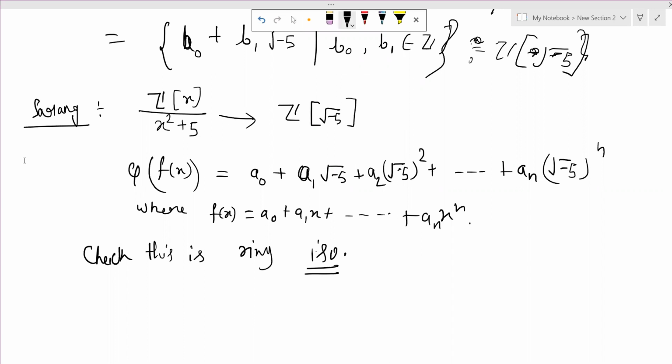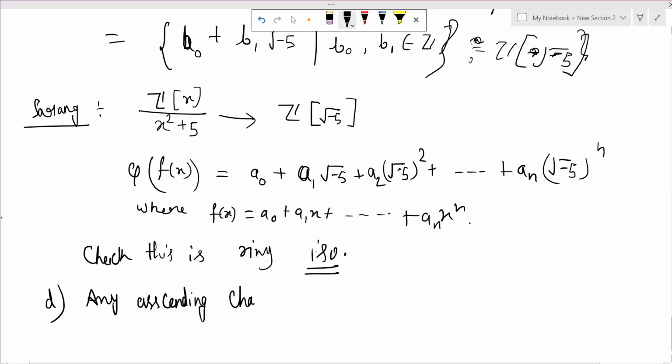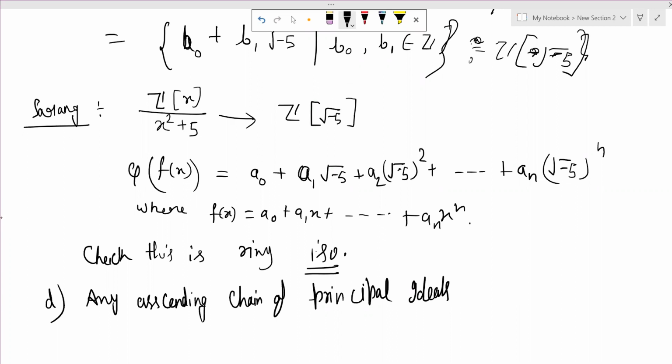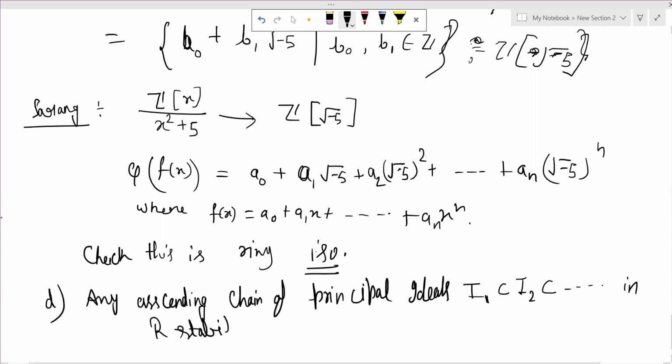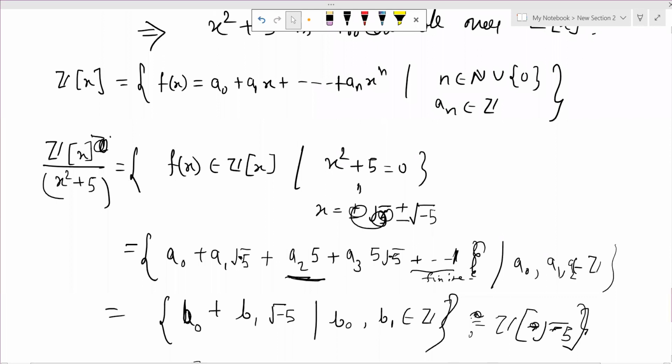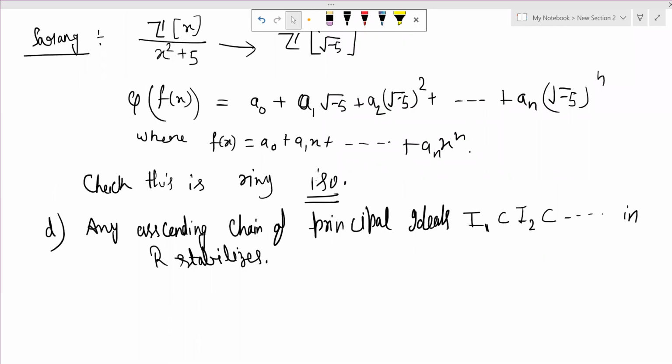Okay, the fourth part here is: any ascending chain of principal ideals in R stabilizes. Okay, tell me, is this true or not? Any ascending chain of principal ideals in a UFD stabilizes.